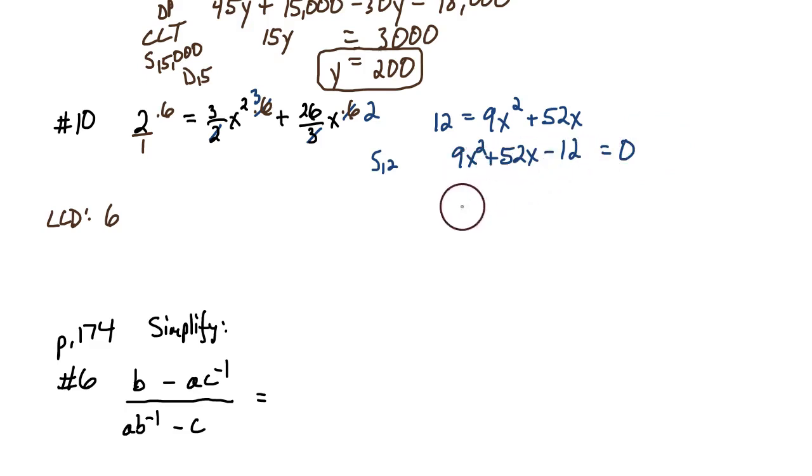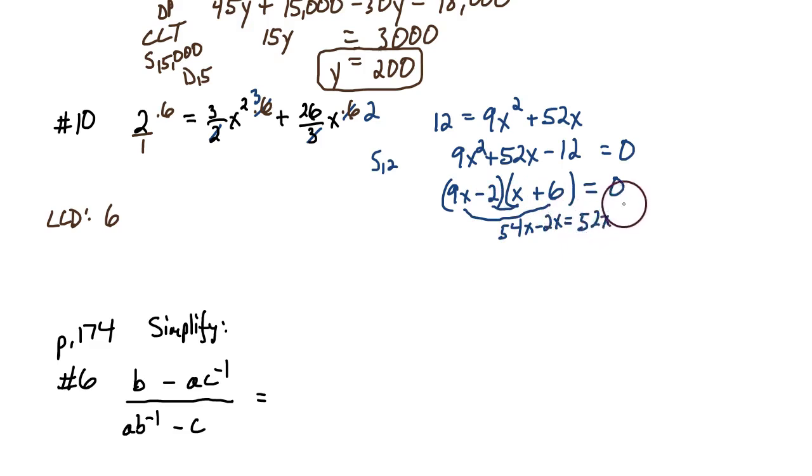Next, let's factor this trinomial using FOIL. Let's try 9x times x to make the 9x squared. And to make negative 12, let's go with negative 2 times positive 6. The reason I used those choices is because the outer product is 54x, and the inner product is negative 2x, and those combine to the 52x. Now take each of those factors and set them equal to 0.